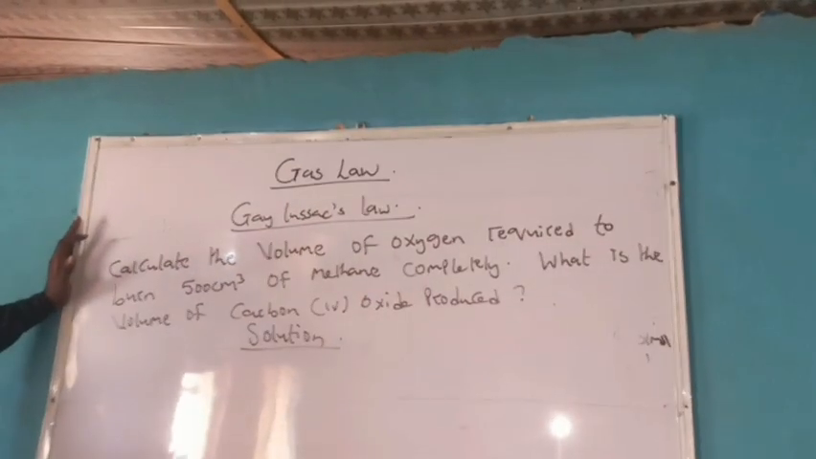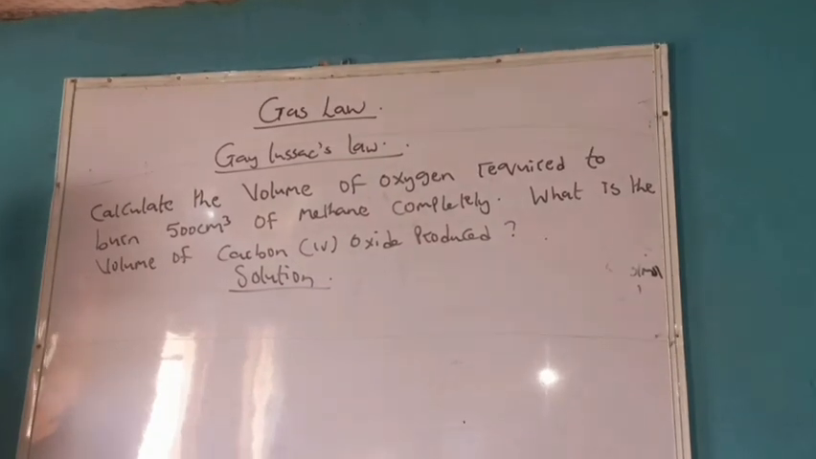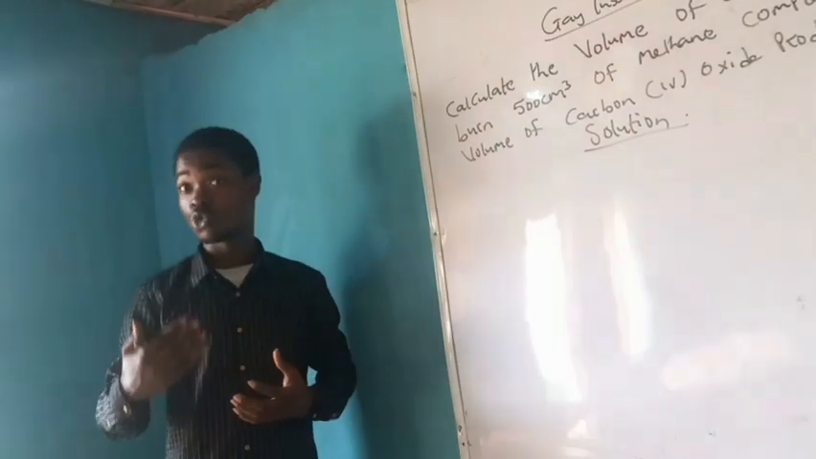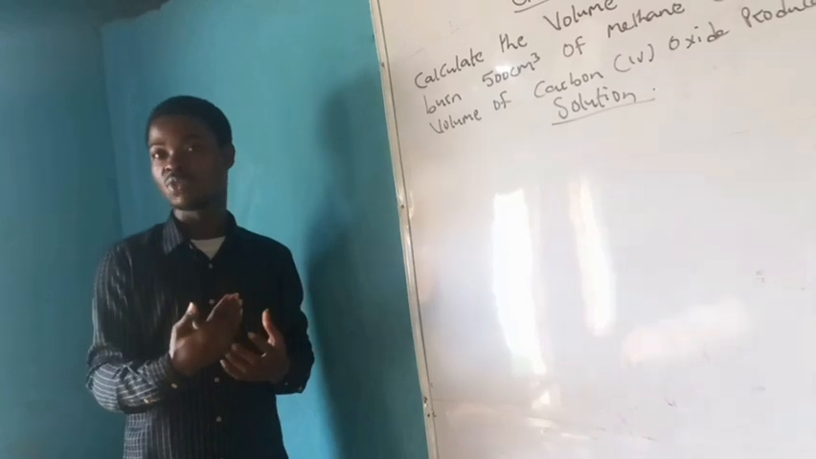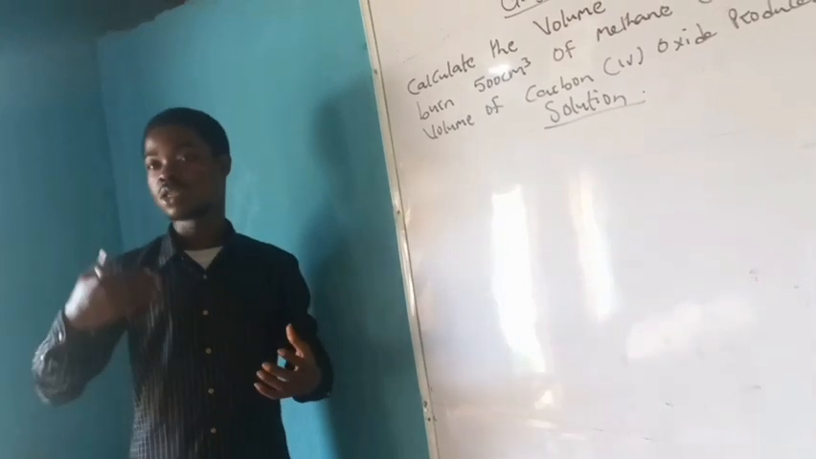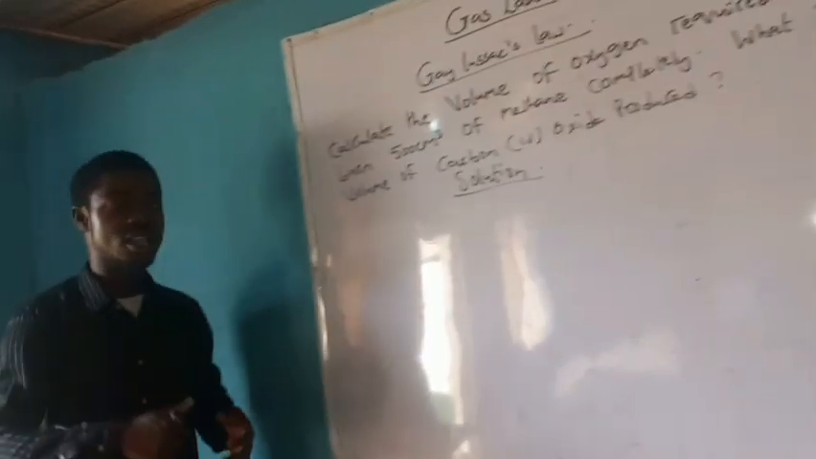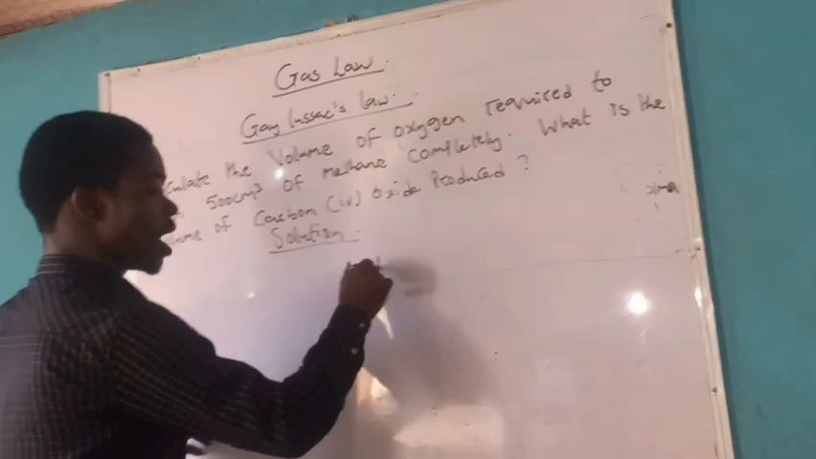It means when gases react, the reaction has to do with their volume. It's in proportion to their volume. And not just the volume of the gases that react together, it also depends on the volume of the product of the gas that I'm going to have.